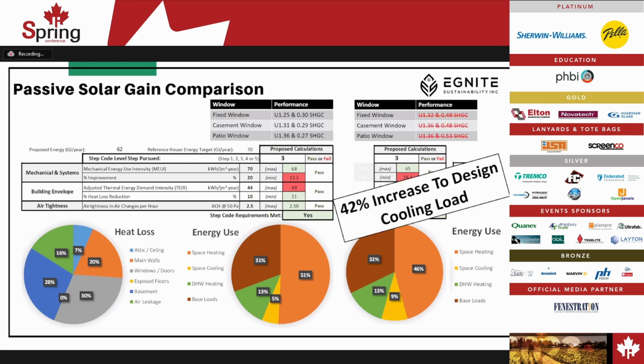So something interesting when we compare the cooling load potential on this now, when we spec a high solar heat gain, this 0.5 solar heat gain coefficient window on this house with the majority of the windows facing south or west, we get a 42% increase to the design cooling load on that house. That's a significant increase to the cooling load.